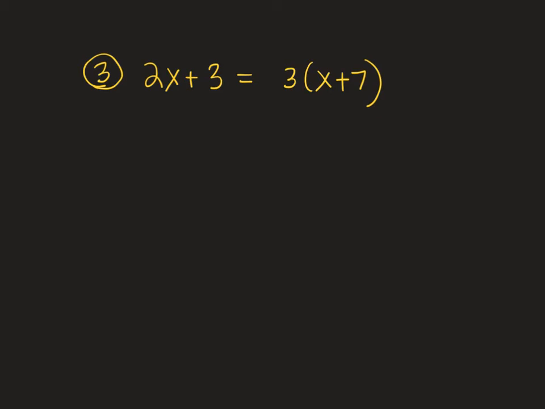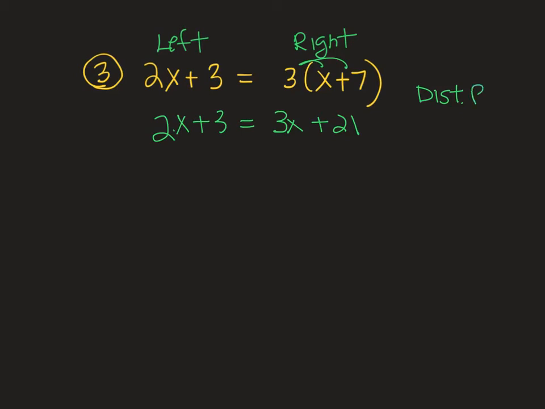So number 3, if we look at the different sides of the equation here, this time the left side of the equation has no work to be done on it. The 2x plus 3 has nothing that needs to be simplified and therefore can stay the way that it is. But over here on the right side of the equation, I'm going to have to do the distributive property. So I'm going to multiply 3 times x and 3 times 7. So the first thing I needed to do on the right side was the distributive property. Nothing needed done on the left side.